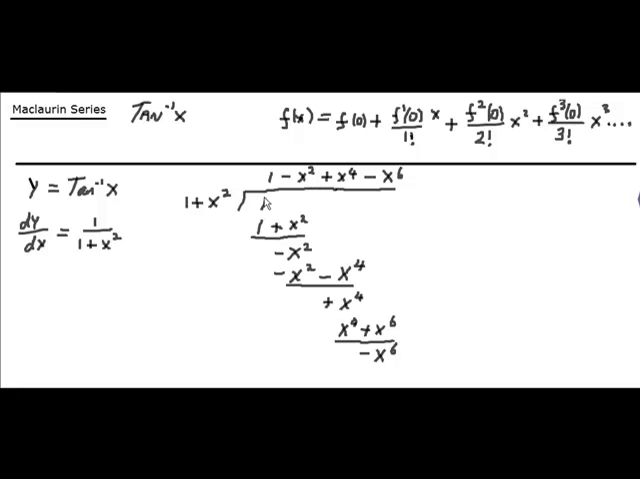We have just found out that if we divide 1 by 1 plus x squared, obviously it never ends, it goes on forever like that, but we know the first few terms, and we know the pattern as well, because it's going to be going up in even powers. 1 minus x squared plus x to the power of 4 minus x to the power of 6, and so on.